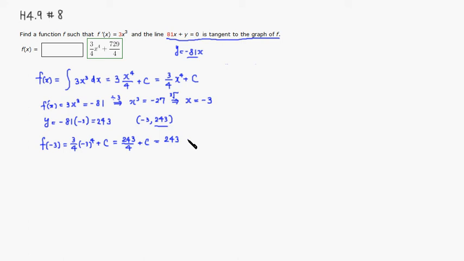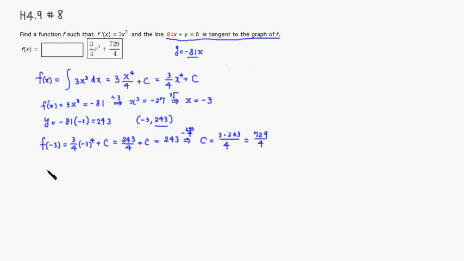So we subtract 243 over 4 from both sides. C is going to be equal to 3 times 243 over 4, which is going to be 729 over 4. I kind of cheated, I looked at it.